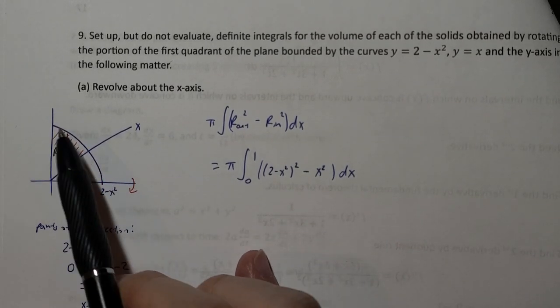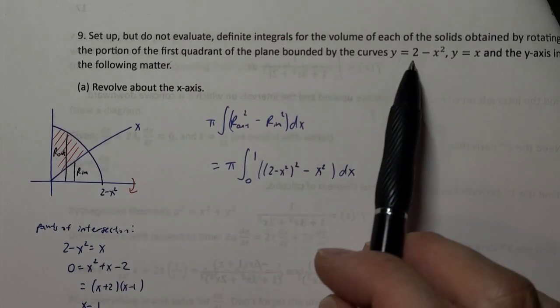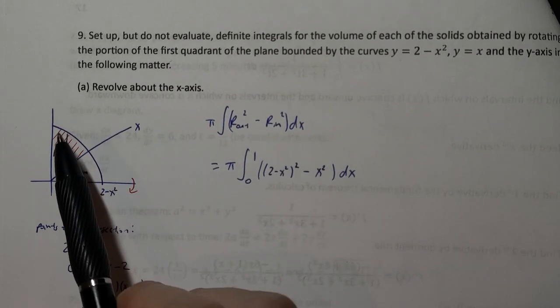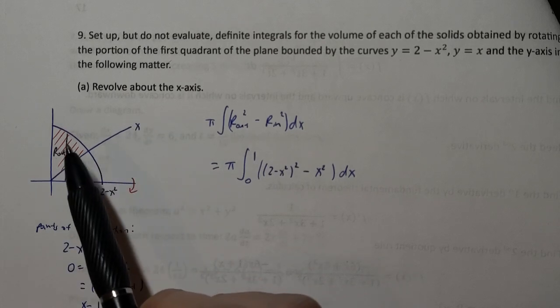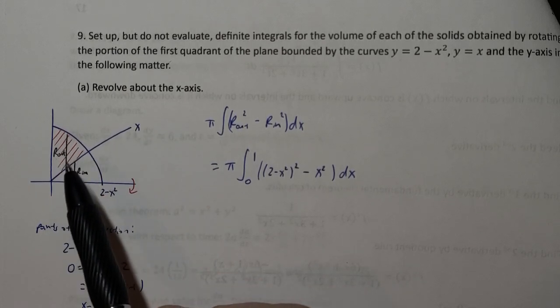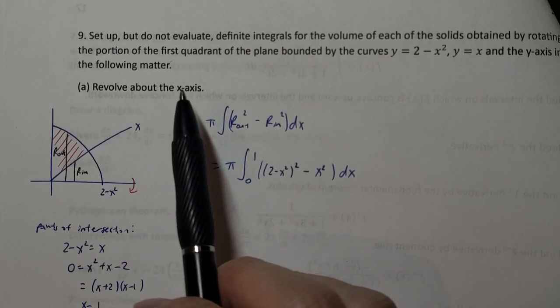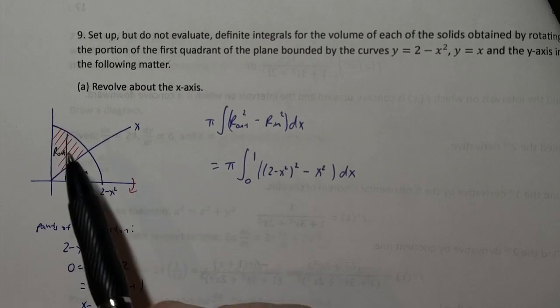2 minus x squared is this parabola. It's shifted up by 2, but it's opening downward. y equals x is a linear line, that should be easy. This is the region. It's bounded by the y-axis as well. We're going to revolve it about the x-axis. So this is the axis of rotation.